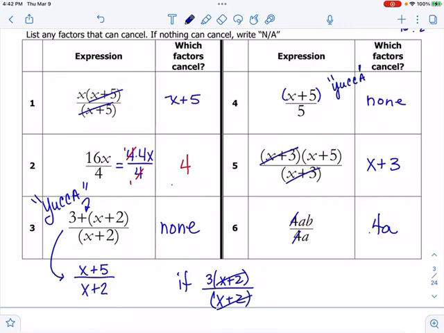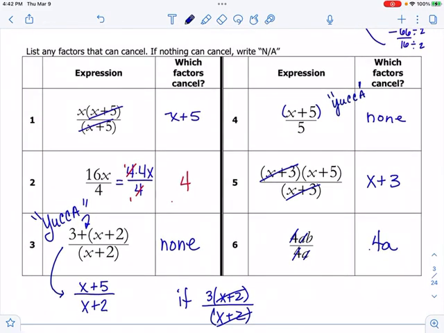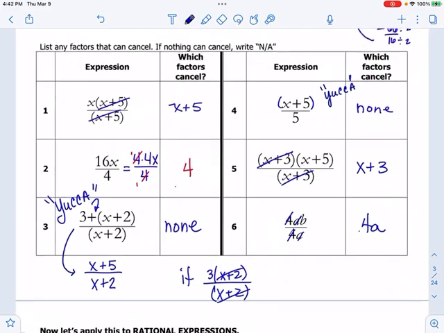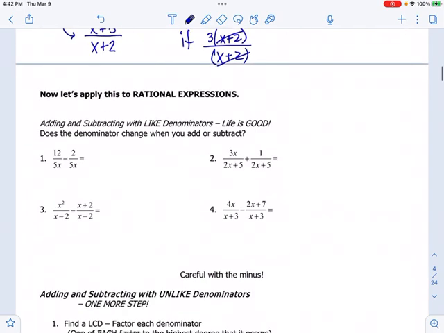And then the x plus 3s will cancel for number 5 because they're common factors that cancel. And then we have 4s, and then the a's also cancel here. So the 4a is the one that we're canceling. Okay, so now remember, we're not simplifying these. All we're doing is saying which factors cancel. So just a little bit of review.